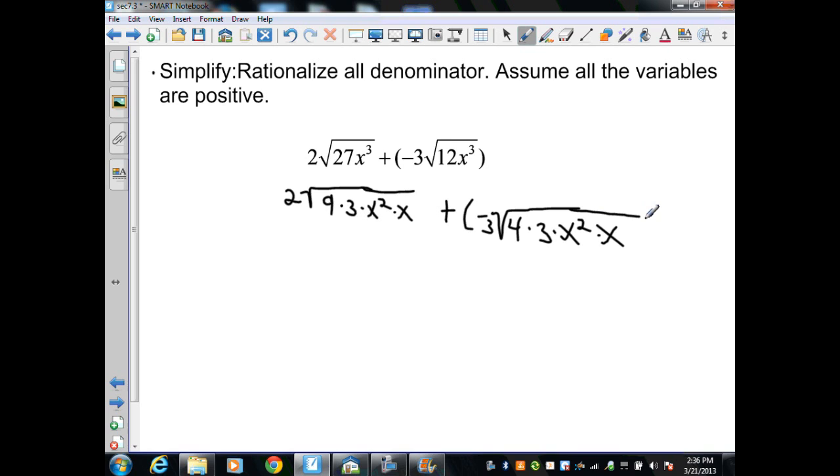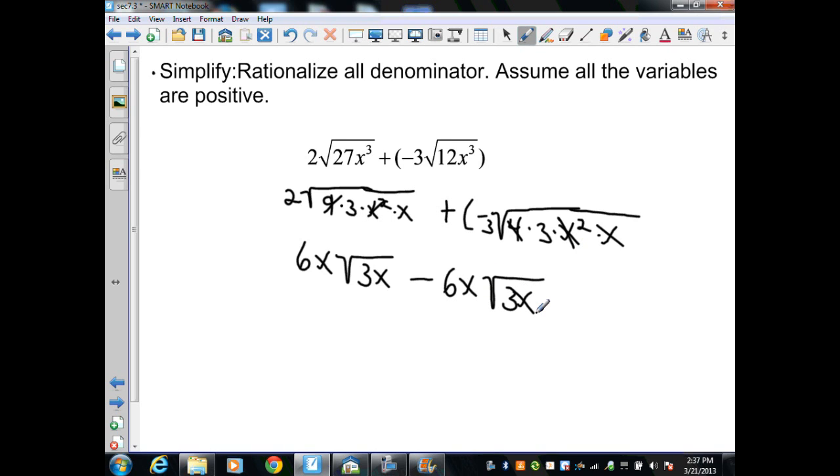Now let's simplify each radical. The square root of 9 is 3. 3 times 2 is 6. Square root of x squared is x. And the radical is going to be 3x. I'm going to have a minus sign. Square root of 4 is 2. 2 times 3 is 6. Square root of x squared is going to be x. And inside the radical is going to be 3x.